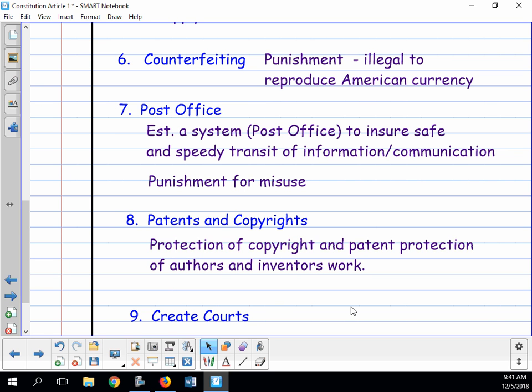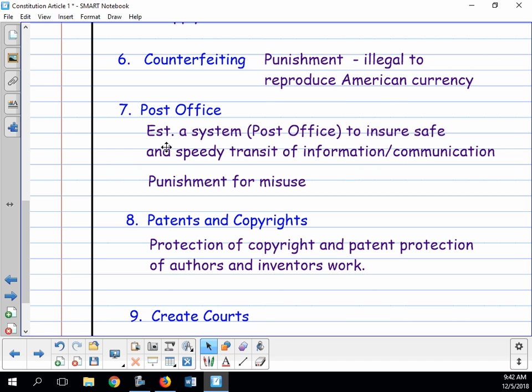Right, post office. This was established as a system to ensure safe and speedy transit of information and communication. In other words, getting information to different parts of the country or communicating to family, friends, and governments. This is all about making sure that that is taken care of and that it's a speedy transit. Route 40, the National Road, what we have been named after, was created as a result of this particular clause in the Constitution.